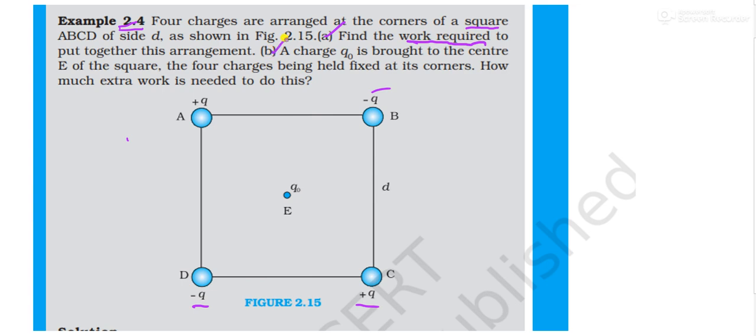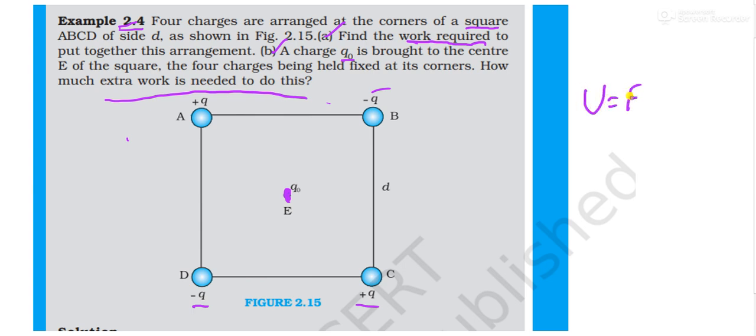The second question: a charge q naught is brought to the center. What extra work is required to place this charge at the center? That's the question. First we'll see what the energy formula is.